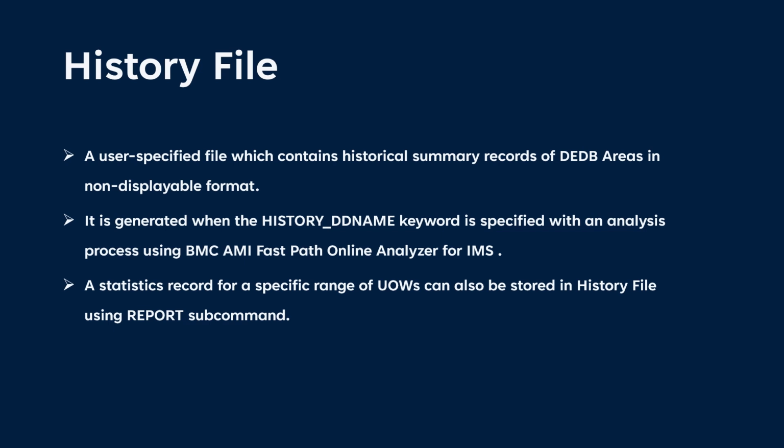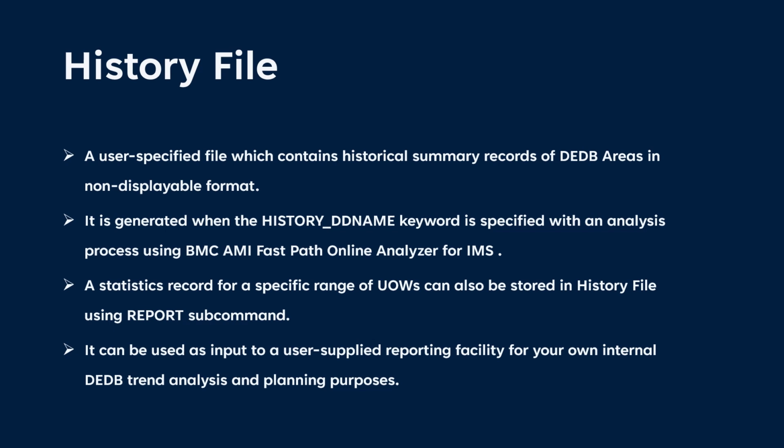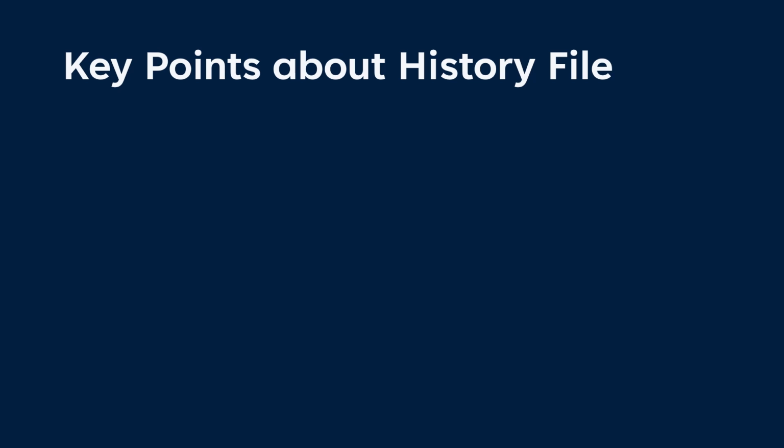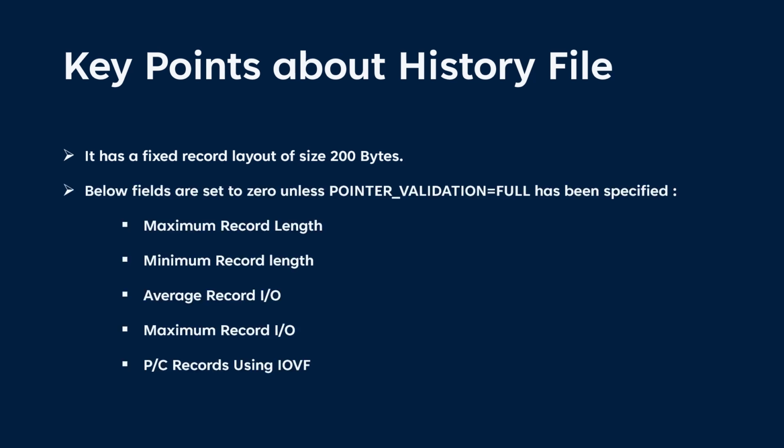subcommand. It can be used as input to a user-supplied reporting facility for your own internal DEDB trend analysis and planning purposes. Let's have a quick glance over the key points about History File. History File has a fixed record layout of size 200 bytes. As we know, each time an area is analyzed, a record is appended at the end of the file.